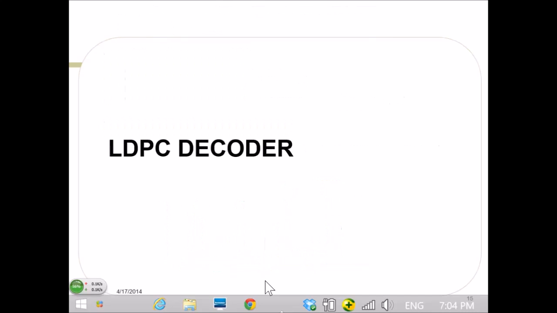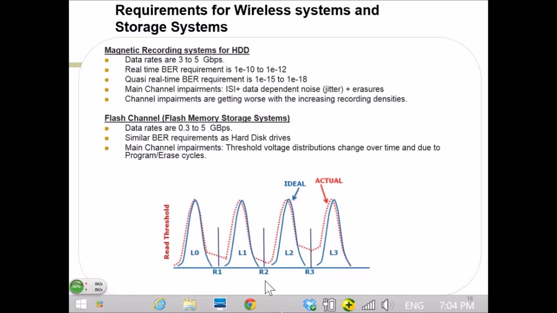So let me go back to this one. Essentially, what are the channel impairments and the requirements for the HDD to begin with? Data rates are usually 3 to 5 Gbps. 3 Gbps is typically for a notebook hard disk drive, and 5 Gbps usually for a desktop and the enterprise. And the real-time bit error rate requirement is 1e minus 10 to 1e minus 12.